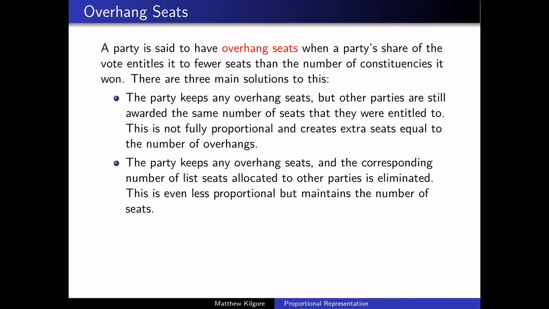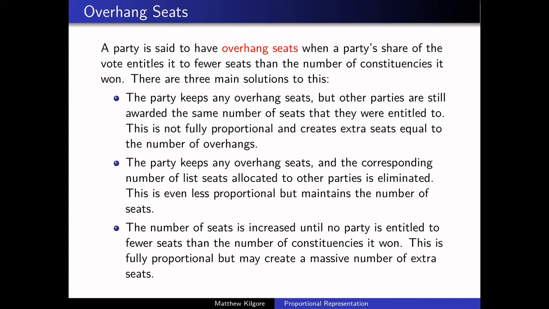Option 2 is that you can let them keep the overhang seats and subtract that number of seats from all the other parties. This will be even less proportional, but it will maintain the size of the legislature. And finally, you can go to the other extreme. Add as many seats as you want up until there are no more overhang seats. This will fully restore proportionality, but it could create a massive number of extra seats. This doesn't really feel like a deal breaker of a problem, though, more an annoying setback.